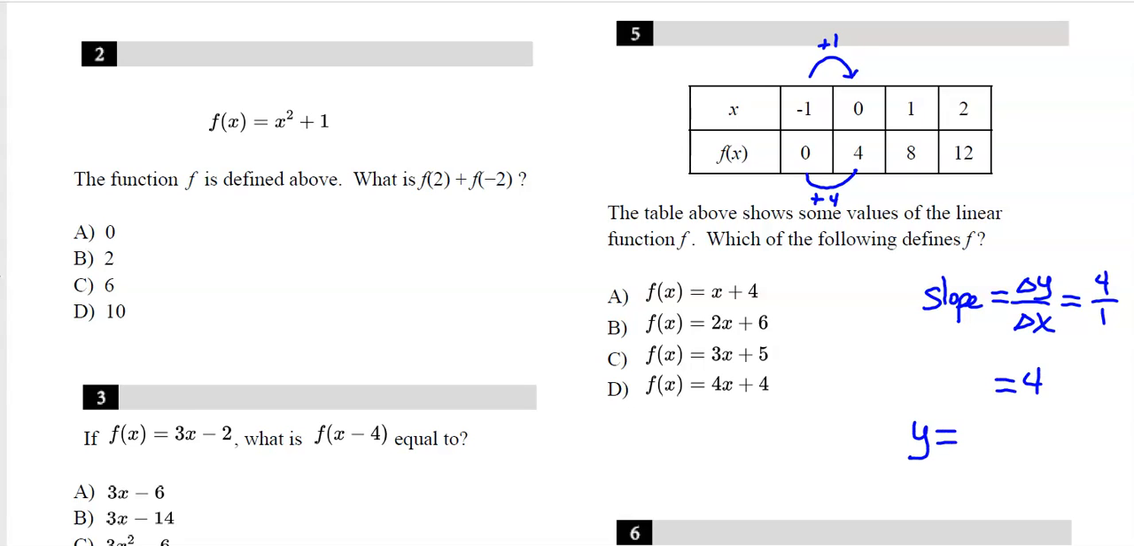So when you remember the line is y equals mx plus b, slope is what's in front of the x. So I knew the equation was going to be y equals 4x. And this is the only one that was 4x. So I kind of like to use the slope, but it's totally up to you.